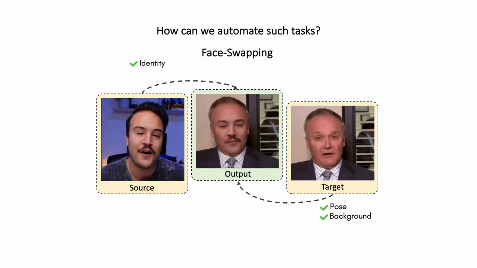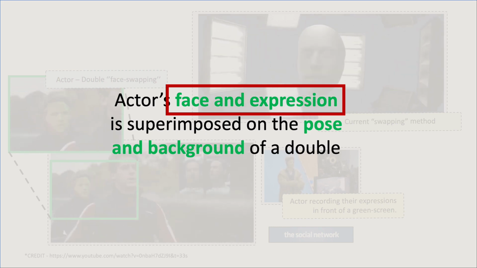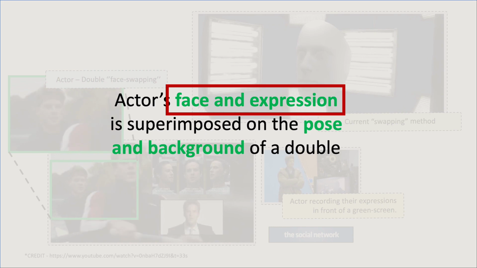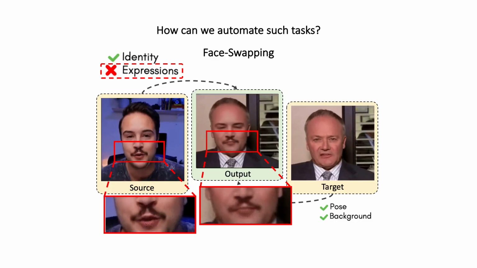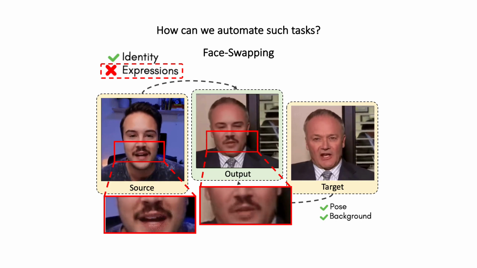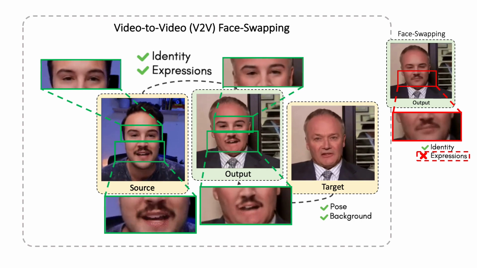One can consider computer vision face swapping techniques as an approach to automate this task. However, one important requirement in actor double face swapping is the transfer of expressions from the source video of the actor to the target video of the double. Thus, one cannot naively use face swapping for the task. To tackle such tasks, we introduce video-to-video face swapping, aka V2V face swapping.